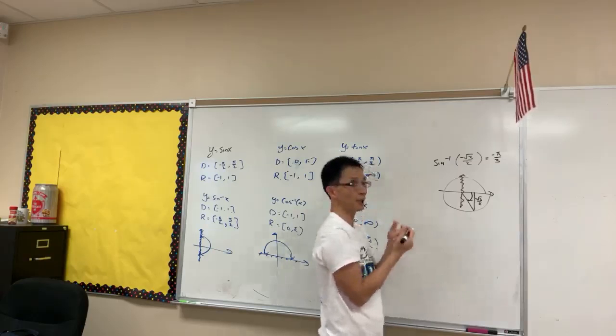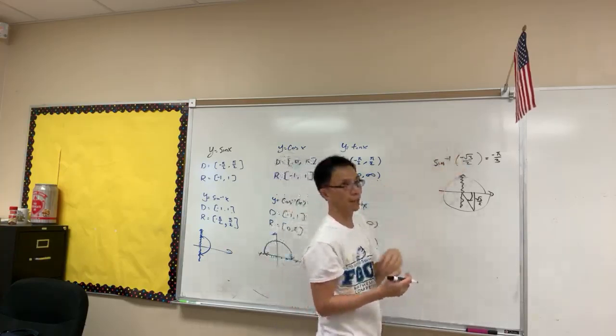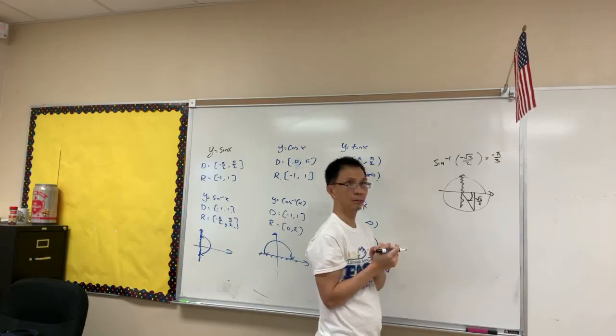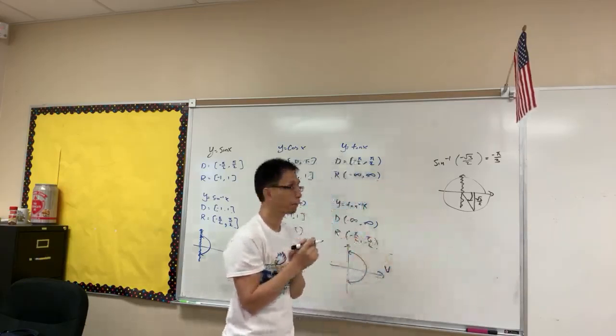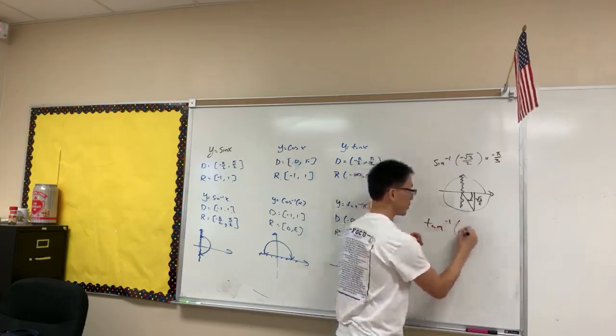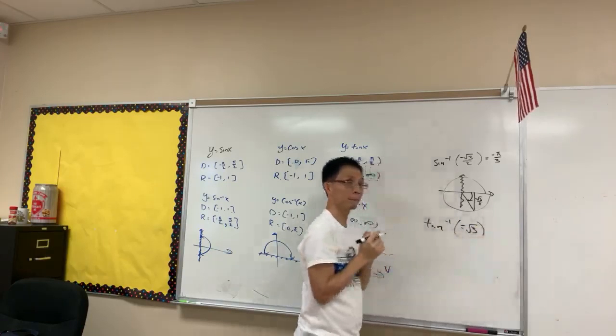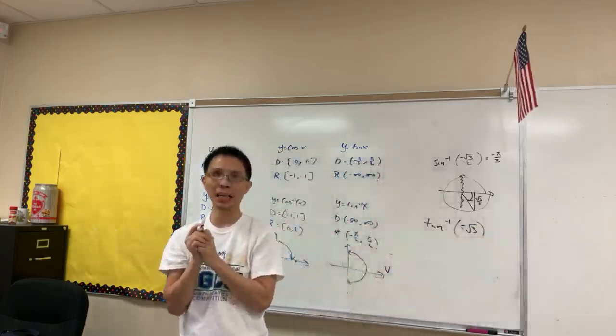Sine inverse is looking for an angle that represents the y value of negative square root 3 over 2. Okay, questions? Now, this one you guys get it, but how about this one? Sine inverse of negative square root 3.